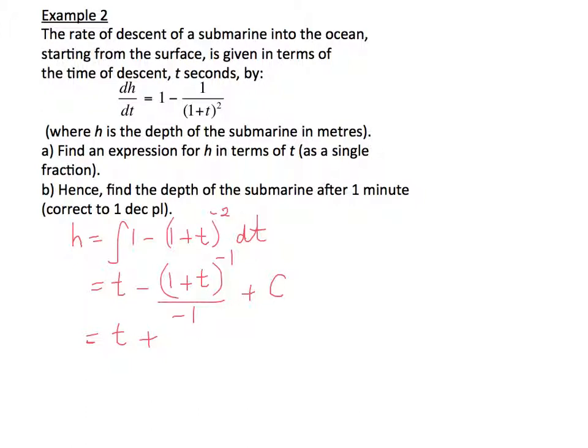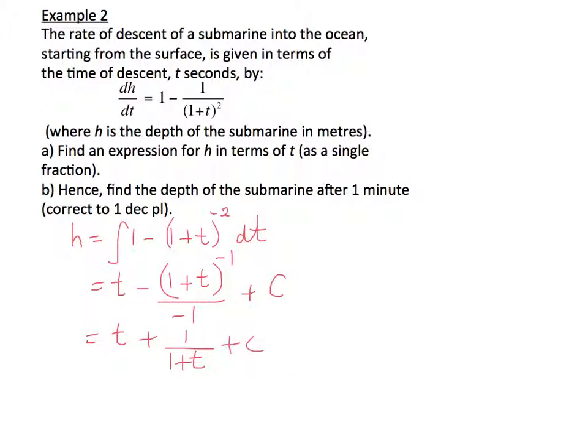So using the index, I'm going to change this to 1 over 1 plus t, because we have to the power of negative 1, which makes this to the power of 1 on the denominator, but we don't have to write to the power of 1. And then we have our plus c.